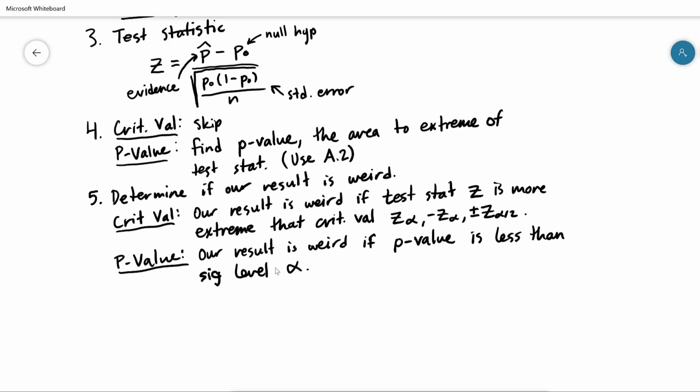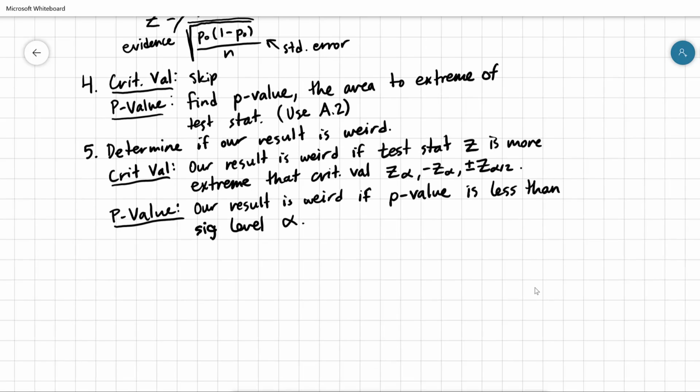Right, so alpha was the probability that we said we would consider weird. The p-value is the probability of getting the result that we actually got. So it's the probability of getting a result as or more extreme than the one that we found. So this is the probability of getting our evidence by chance, and this is the probability we'll consider weird. If this is smaller than this, then this is a weird result. So if this is 5% and this is 2%, 2% is considered a weird, unlikely probability.